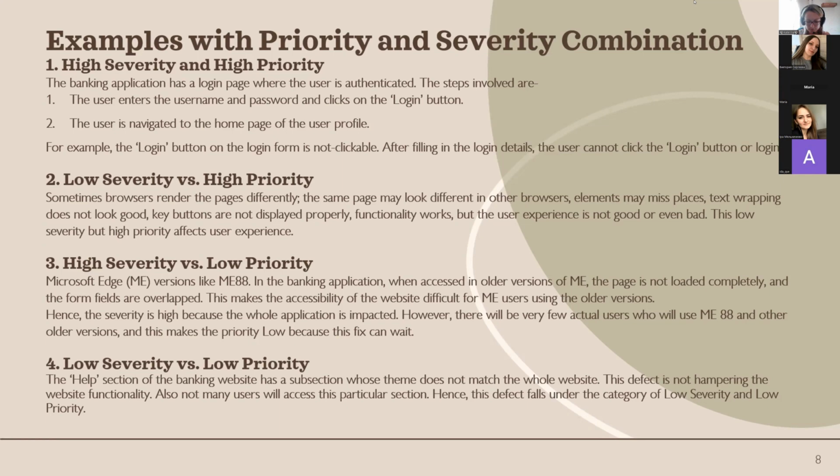This example falls into the category of high severity and high priority. From an application perspective, the whole application is blocked, and none of the functions can be accessed by the user, so this is high severity. From a business perspective, if an application is not letting a user log in, then what is the use of such an application? Users will avoid such an application and the business will be impacted.